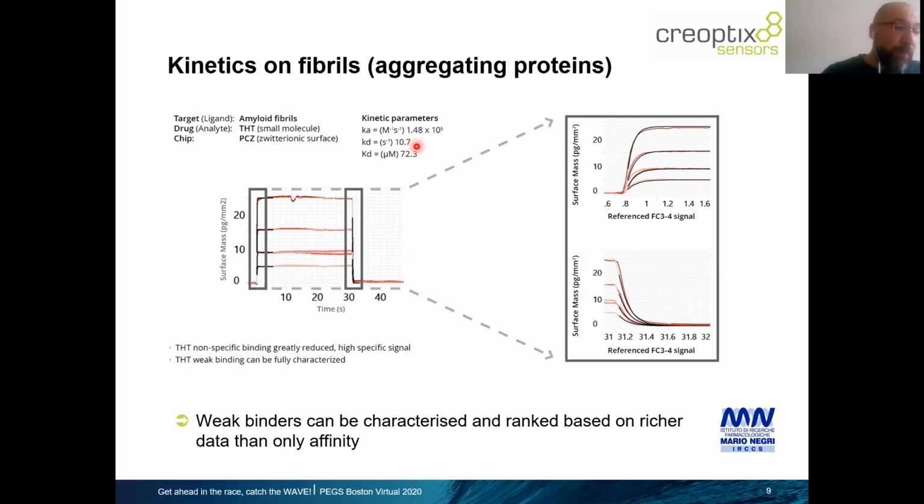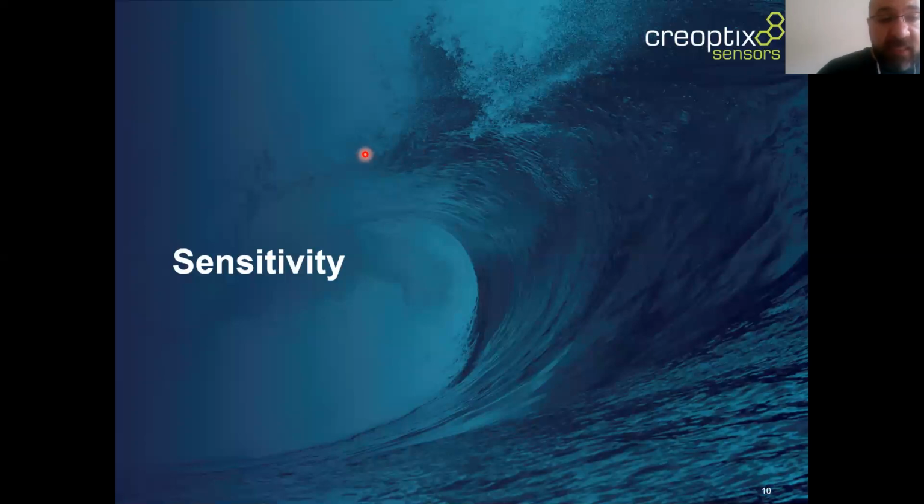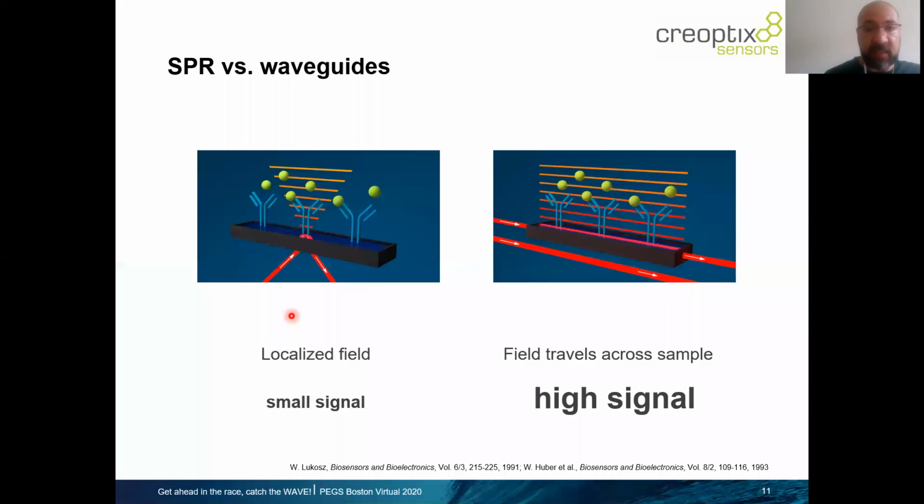Now, also of importance on our Wave system is the sensitivity. And to understand why grating-coupled interferometry is highly sensitive, we have to go back to the root of the technology. This is what I'm going to show you here. You might have heard of surface plasmon resonance, which is a similar technique to waveguide interferometry, in the sense that we are sensing a refractive index change on a thin layer of the biosensor.